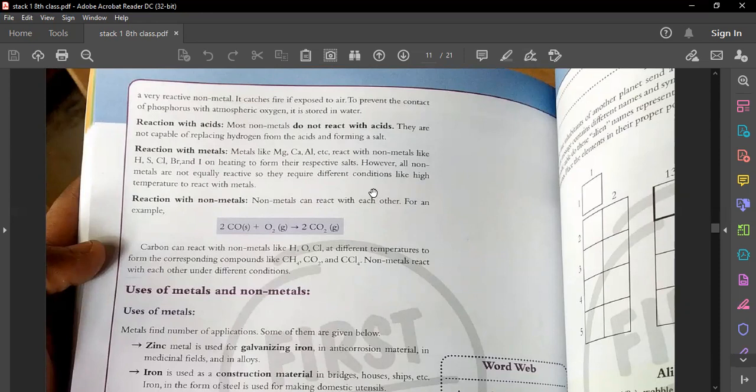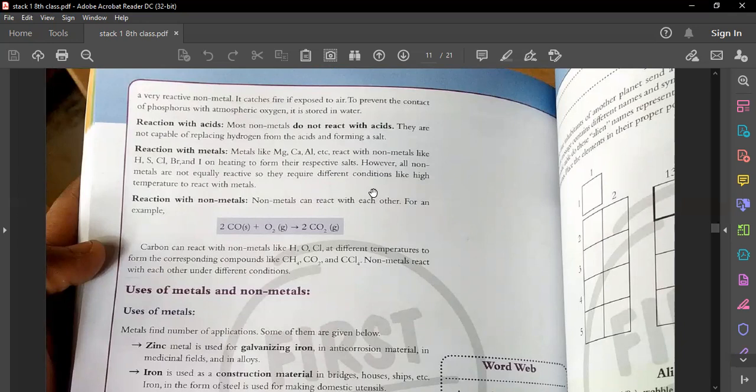Only some metals will react with the non-metals like chlorine, bromine, iodine. You know ionic compounds, right? NaCl. In the case of NaCl, Na is the metal and Cl is the non-metal. So always the non-metal will react with the metals only. The highly reactive metals will react with the non-metals.